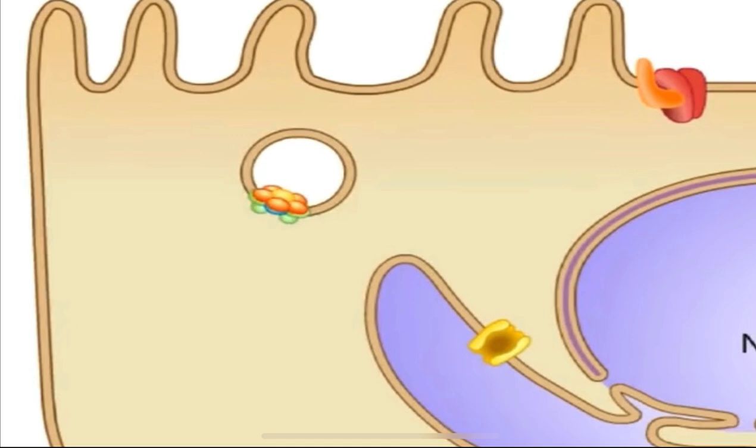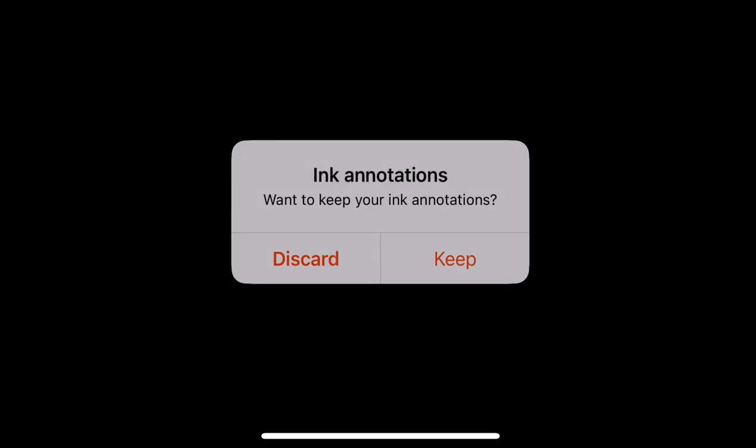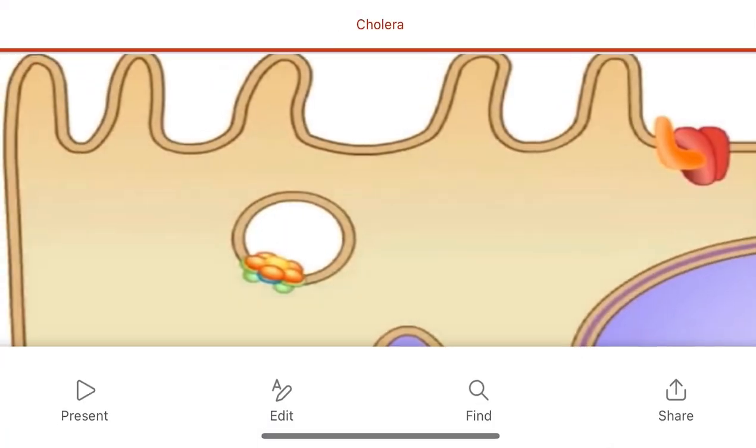Now the binding has occurred. The toxin is moving inside, and the endocytosis occurs where the entire toxin is internalized into the cell. You can see it has internalized into the cell.